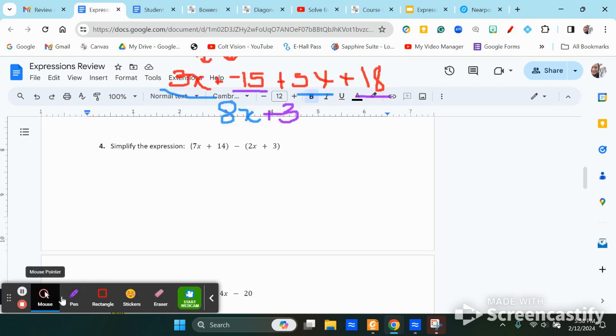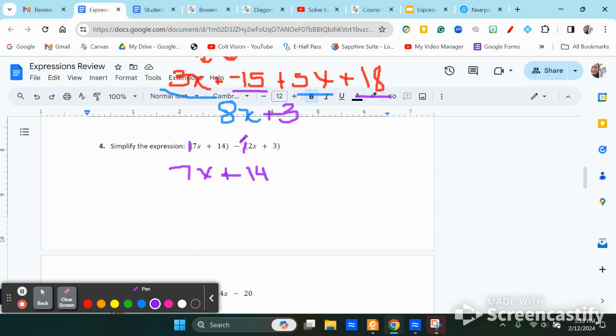For number 4, you realize you're subtracting these two expressions. So just remember that there's an invisible 1 here, and when I'm multiplying this by the invisible 1, this is actually a negative 1. So when I multiply everything here by 1, I would get 7x plus 14. But in the other expression, I'm multiplying by negative 1. So negative 1 times 2x and negative 1 times 3. So I have plus negative 2x, because I multiply by a negative 1, plus negative 3, which is the same thing as minus 2x or minus 3.